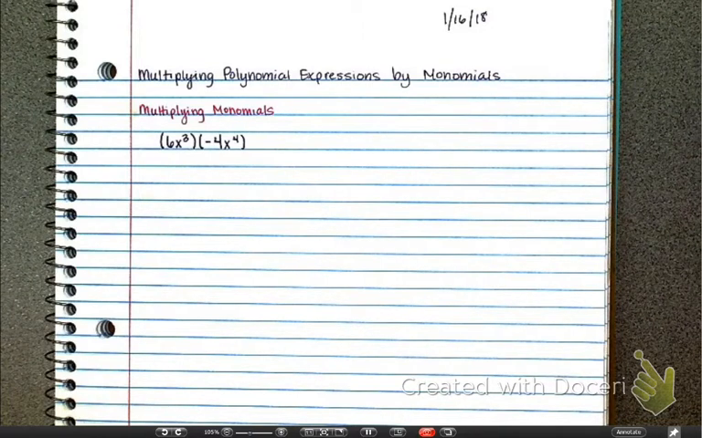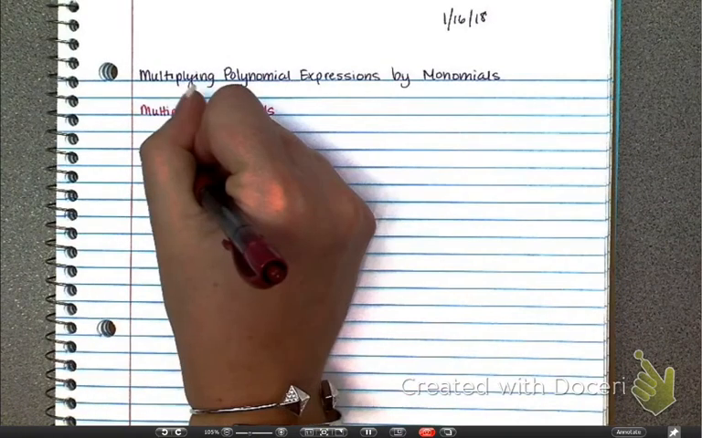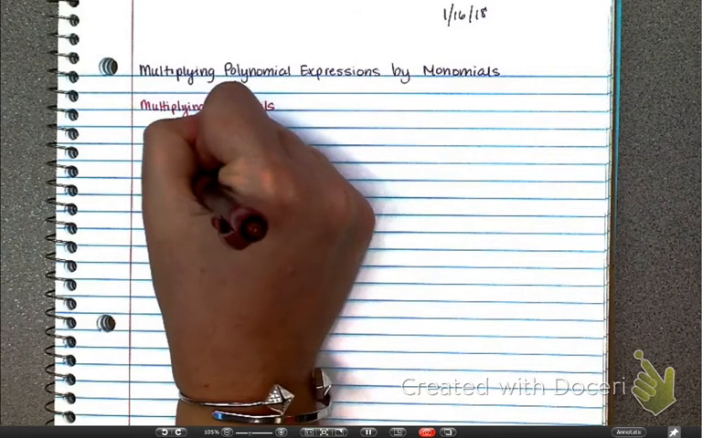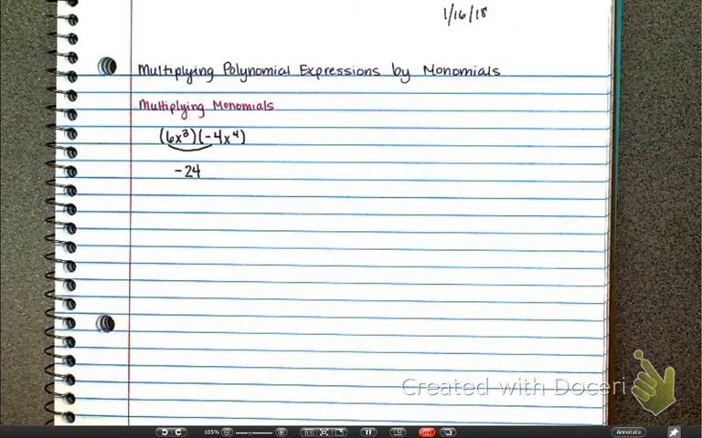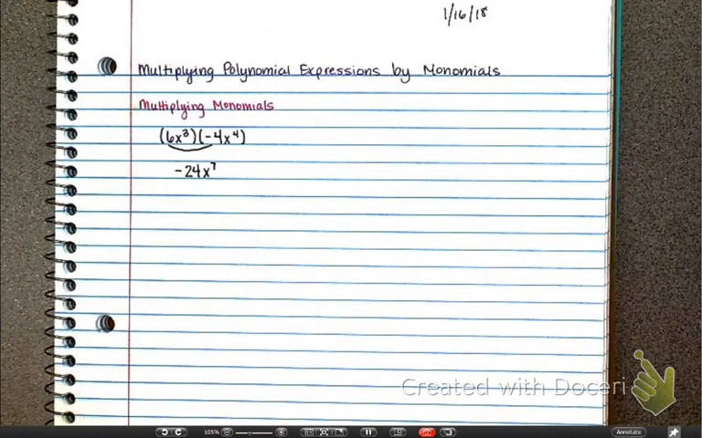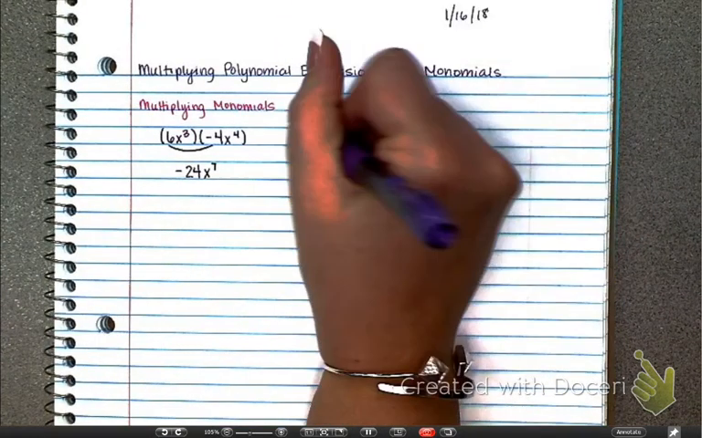Where do we start? Multiply your coefficients. 6 times negative 4, negative 24. Now we deal with exponents. What do we do with the exponents in this case? You add them. 3 plus 4 is 7. Easy once you know the steps.